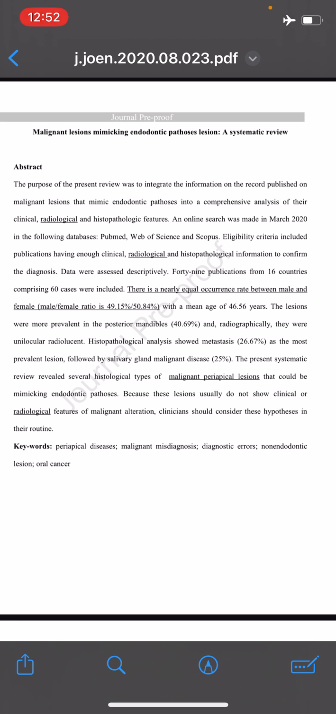The histopathological analysis showed that the most prevalent was the metastatic lesion at 27%, followed by salivary gland malignant disease, sarcoma, and lymphoma, and the least was carcinoma at 10%. Tooth mobility and bone resorption were not reported for salivary gland tumors.